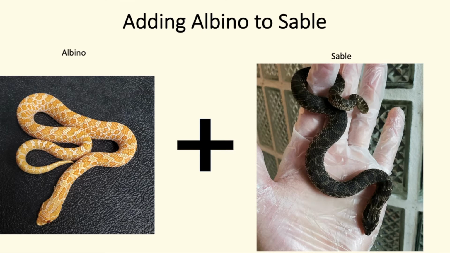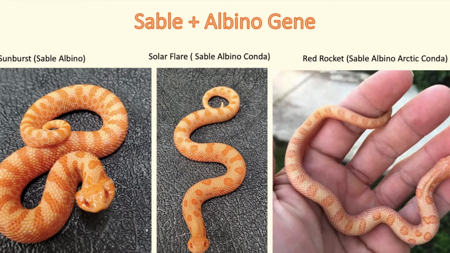Next, we're going to add the albino to the Sable gene. You've probably already seen these in a ton of my videos. When you mix these two together, you get the sunburst. And if you watch my videos, my snake Cheeto, this is what she is.